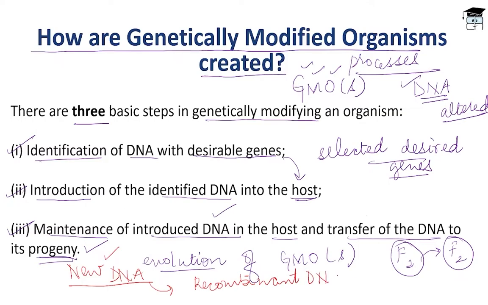DNA. Why is it called recombinant DNA? Because we are recombining this DNA with the old DNA. We are recombining our desired genes with the old DNA to produce a new DNA. That is why it is known as recombinant DNA. I hope this is clear. Okay.